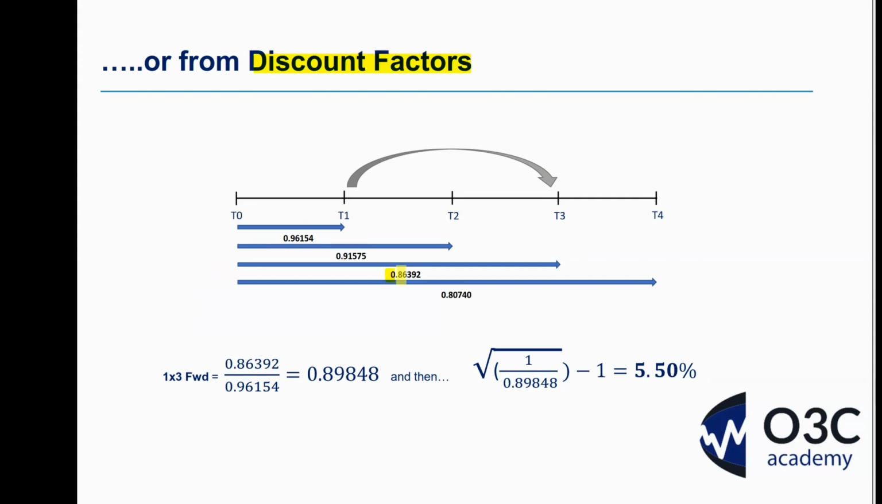So take your 3 year discount factor, divide that by your 1 year discount factor. That gives us a new discount factor, which when we apply it in a calculation, again, proves that we were right. It's 5.5%.